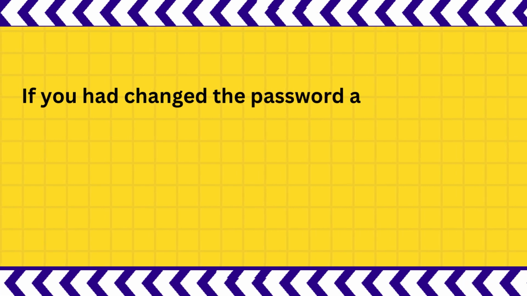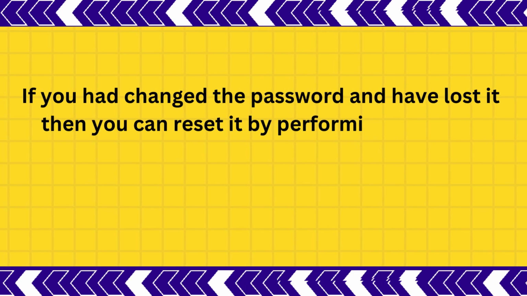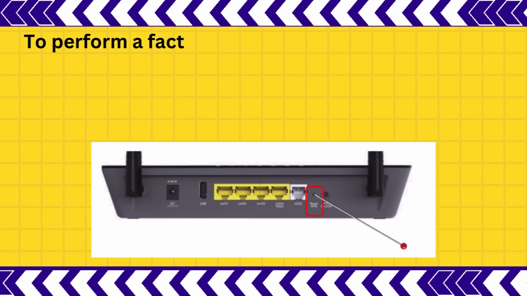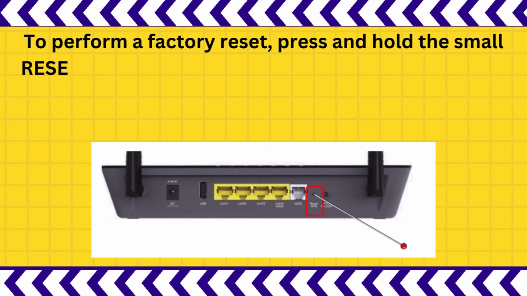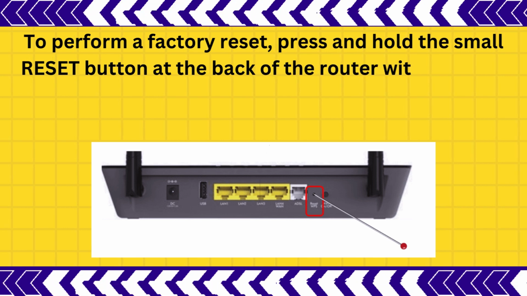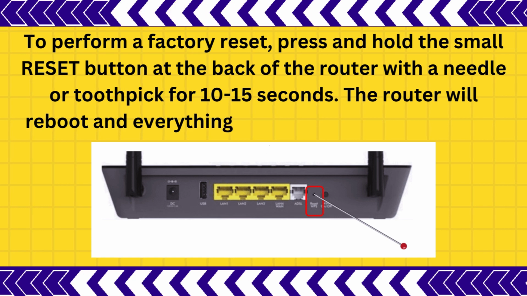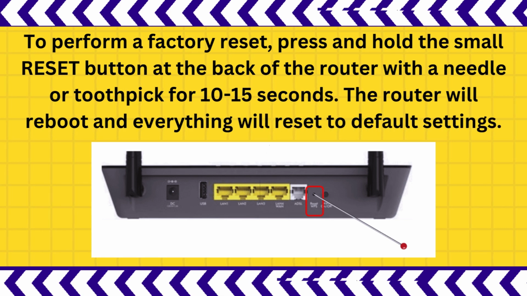If you had changed the password and have lost it, then you can reset it by performing a factory reset on the router. To perform a factory reset, press and hold the small reset button at the back of the router with a needle or toothpick for 10 to 15 seconds. The router will reboot and everything will reset to default settings.